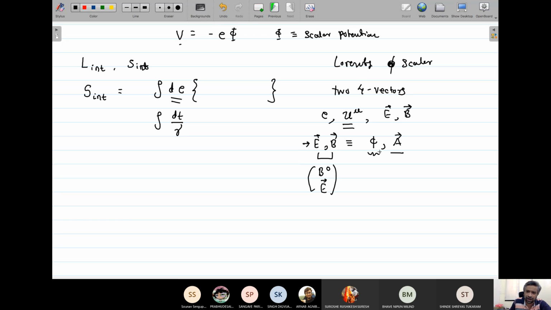So I have phi and A. Let us concentrate on this. Suppose I form a 4 vector which I will write as A mu, whose zeroth component is phi and whose 3 components are the 3 vector potential, vector A. From phi and A, I will construct a 4 vector.